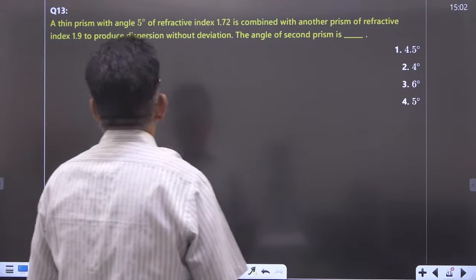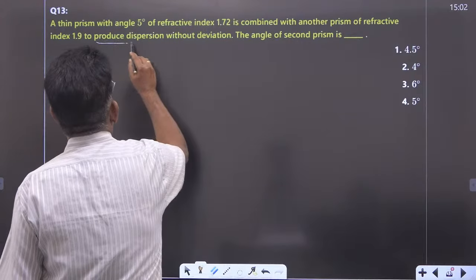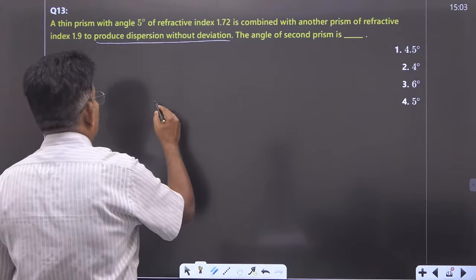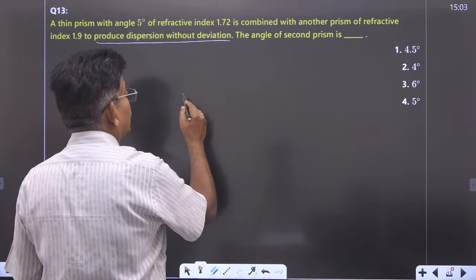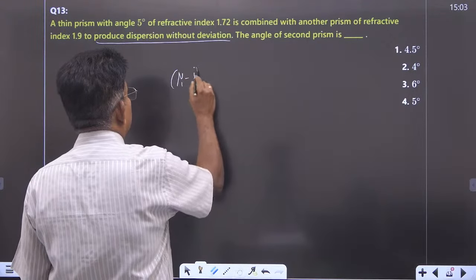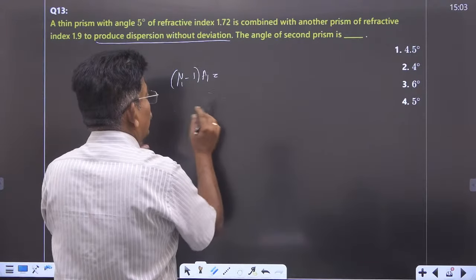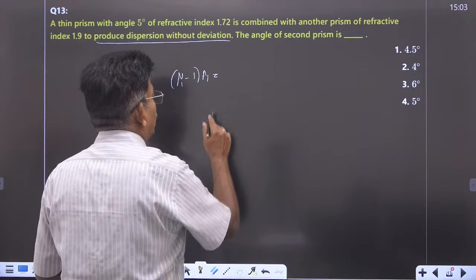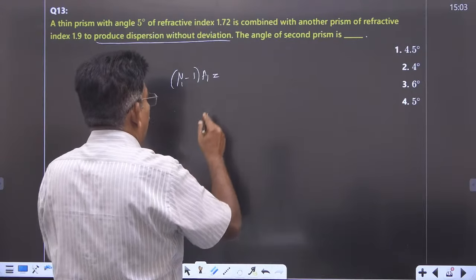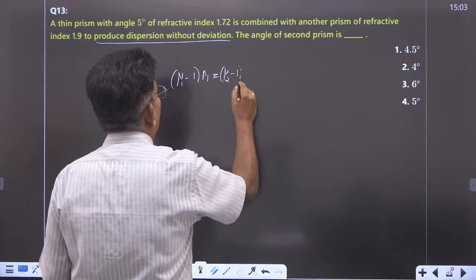What is that? The angle of the second prism must produce dispersion without deviation. So the total deviation should be 0, or the deviations are equal. So I can write (mu1 minus 1) into A1. There's a minus sign. The minus sign means they have to be kept in the opposite manner, so we don't put the minus sign. The minus sign has a meaning: the prisms have to be kept in the opposite way. It is equal to (mu2 minus 1) into A2.